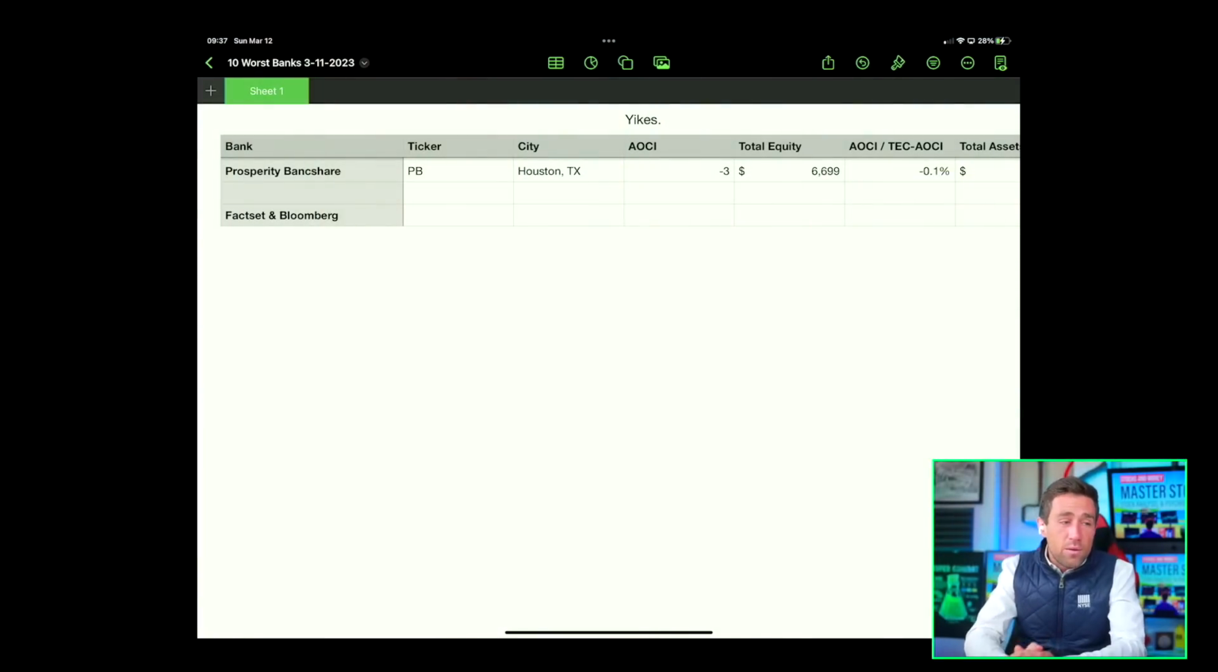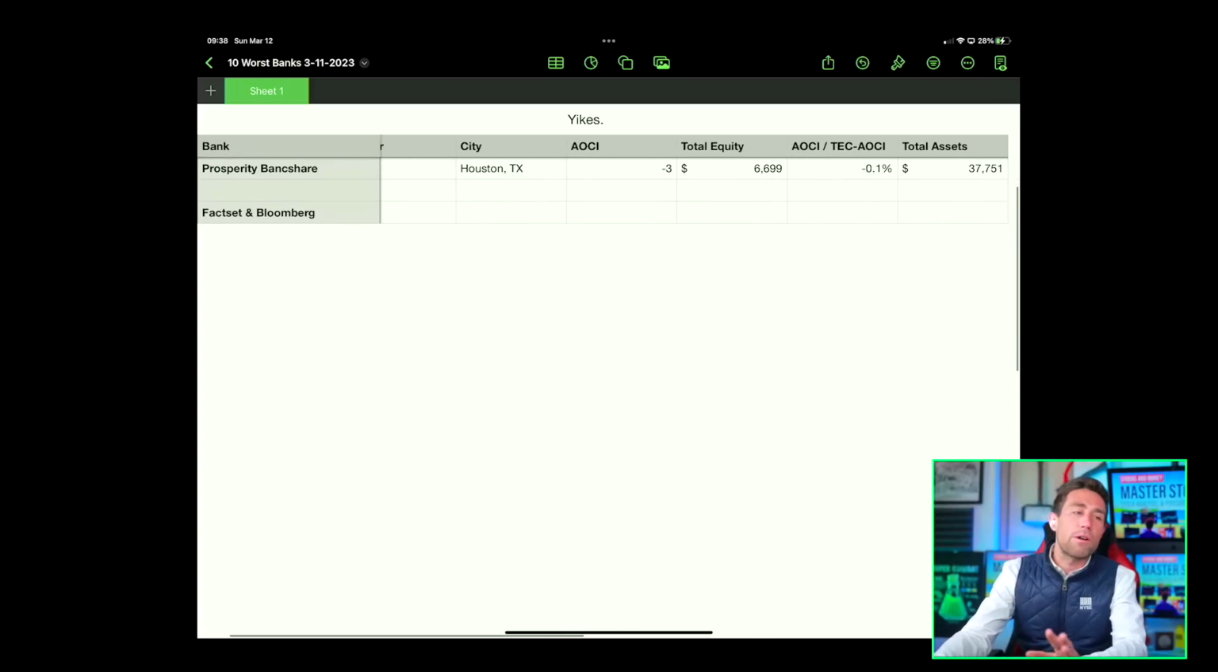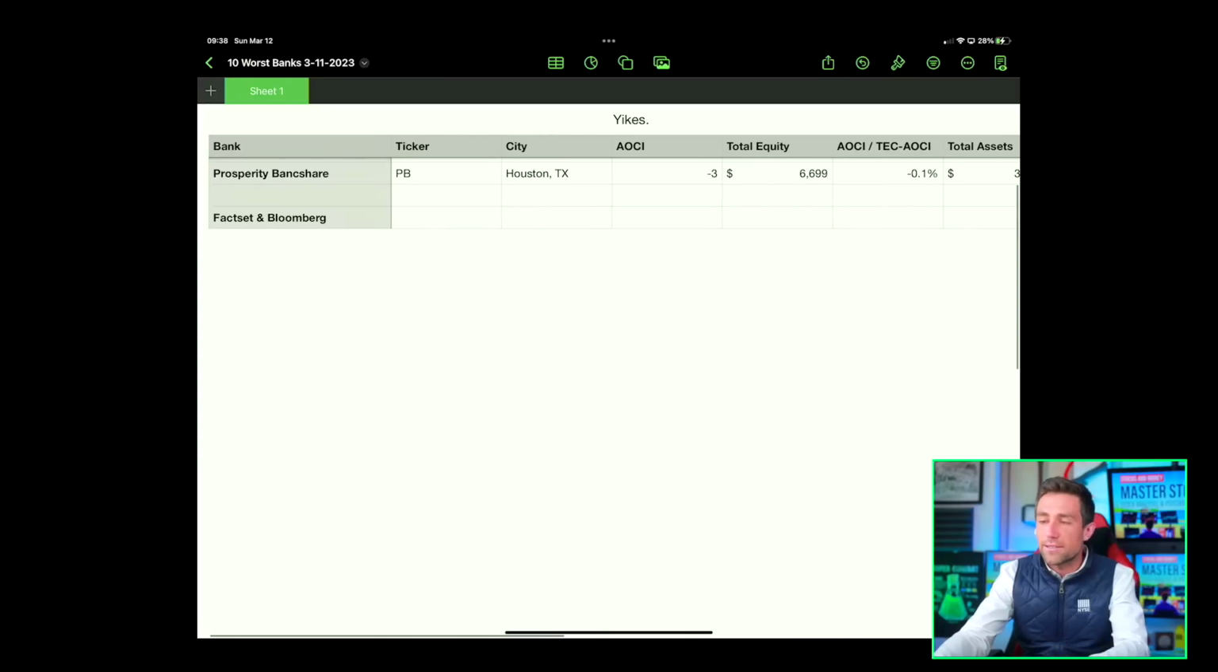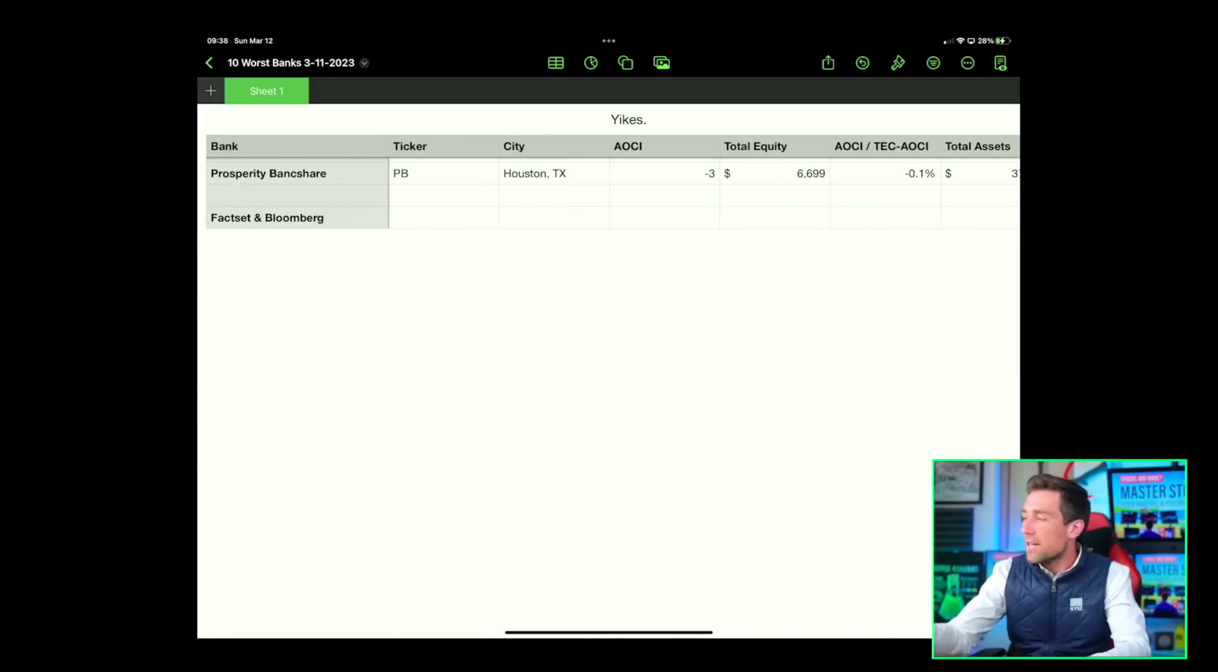The 10th worst bank was Prosperity Bancshares out of Houston, Texas. They had a ratio of negative 0.1%. Actually seems pretty nominal. The bank has somewhere around $37 million in assets. Okay, well that's not that bad. So you kind of get the picture there. On one side, you're going to see how many assets they have, right? In that case, it was like 37 million or whatever. And then how do their losses compare to that? That's all we're doing here. We're trying to make it very, very simple.